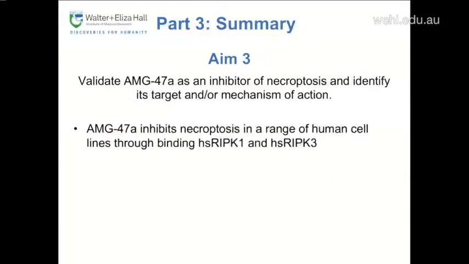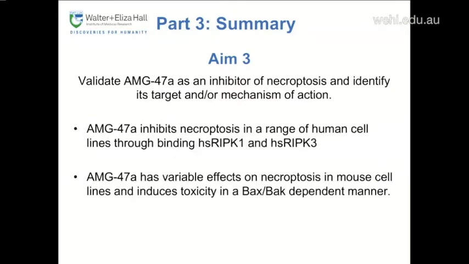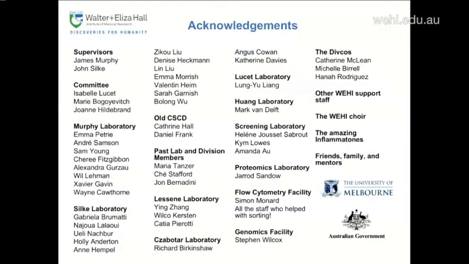All right, so finally, AMG 47A inhibits necroptosis in a range of human cell lines, and that's through RIP1 and RIP3 binding, and it has variable effects on necroptosis in mouse cell lines, and induces toxicity in a BAK-dependent manner. All right. It's a little bit longer than I hoped.